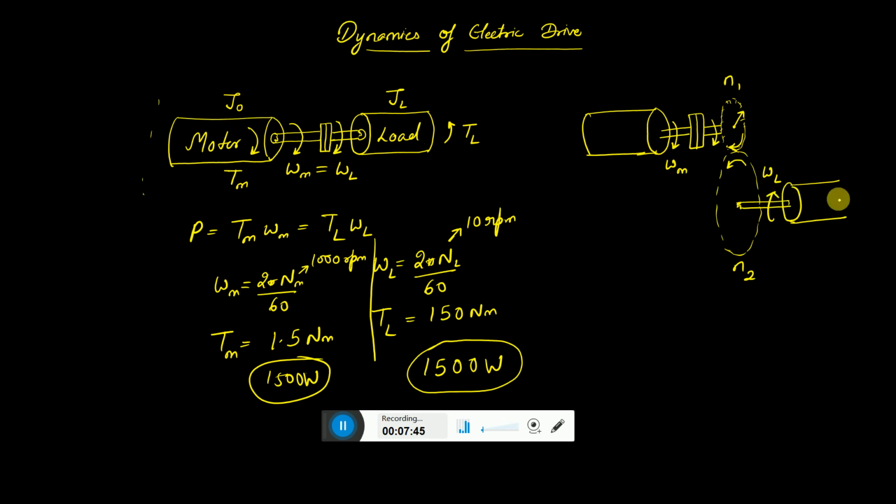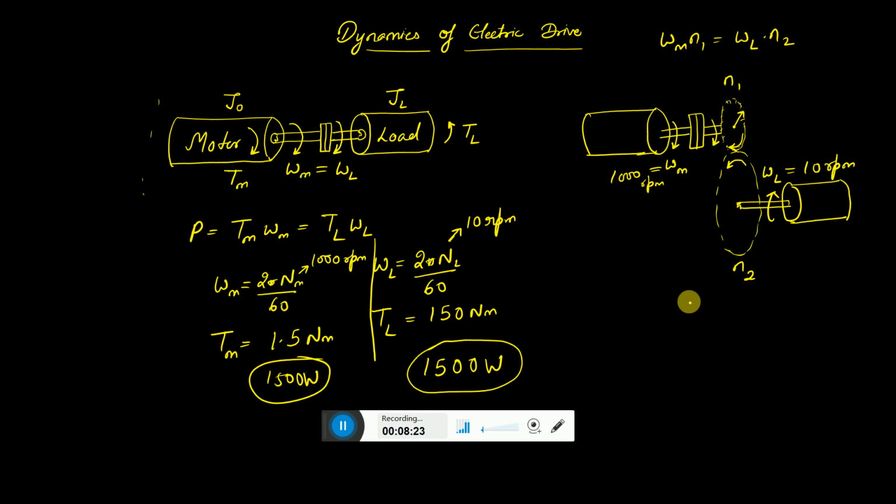So our objective is to make it convenient that omega L is 10 rpm, whereas omega M is 1000 rpm. We have taken an example only. So the N1 by N2, the teeth should be like this. If omega M is high, N1 is small. So we can have a relation like omega M into N1 is equal to omega L into N2.